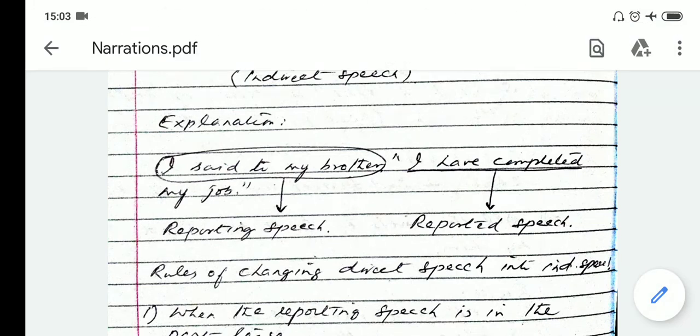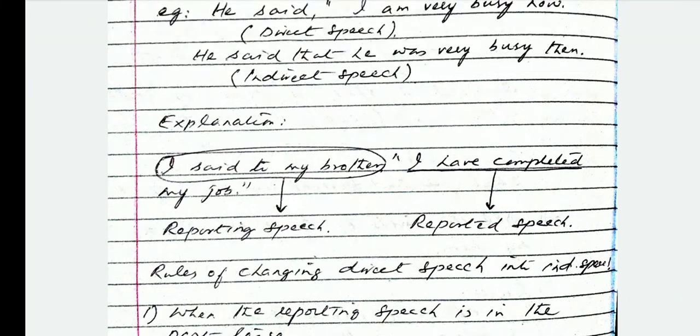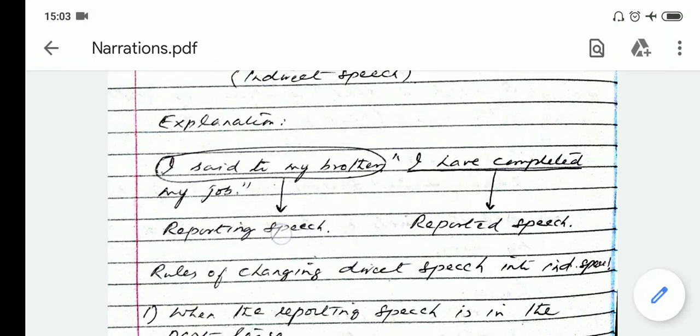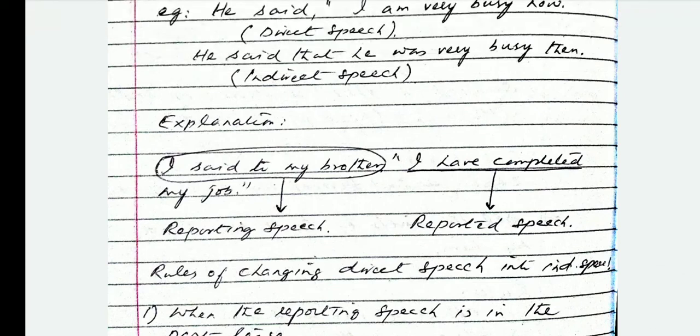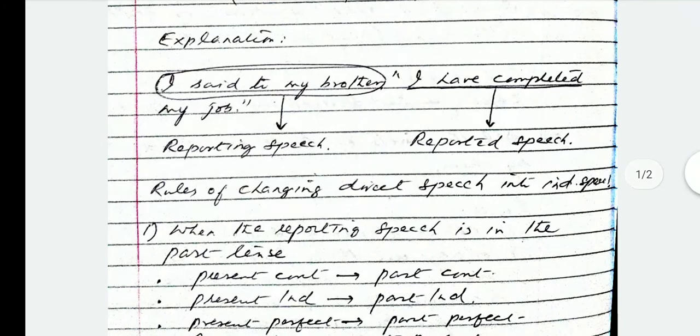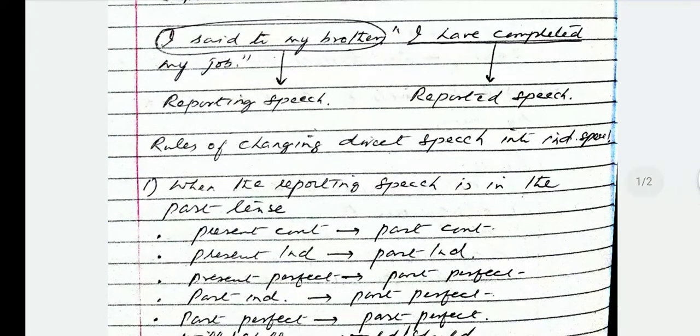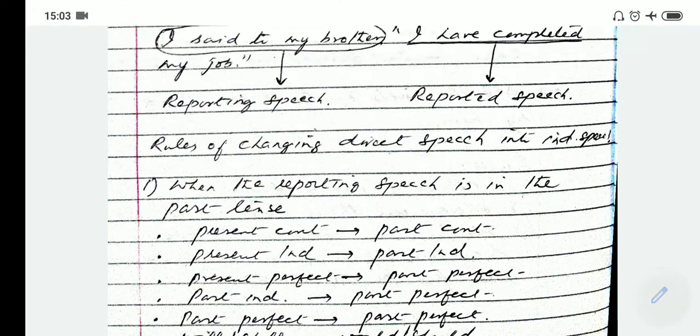Knowing these reporting and reported speech is very important because the rules are going to be based on them. So the speech that is written outside the inverted commas is called the reporting speech, and the speech that is given inside the inverted commas is called the reported speech. ठीक हो गया यहाँ तक? Now see the rules and learn these rules. These are very important. When we are changing a direct speech into indirect speech, these are the rules.